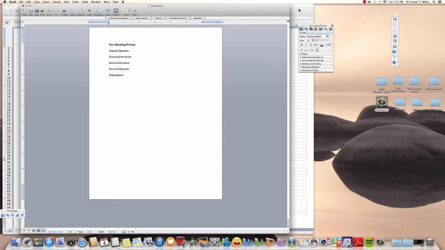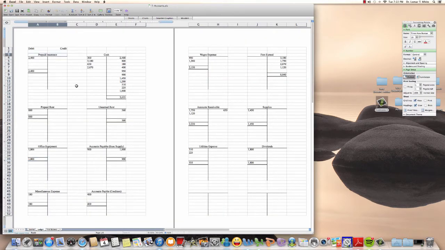I'll pull up an example here. Our prepaid insurance account now has $2,400 in it. And let's say that I prepaid my insurance for a year. After 6 months, I do not have $2,400 of prepaid insurance left. I've used up some of that insurance. So now my balance in my prepaid insurance account needs to be less to show that I used up some of my prepaid insurance.